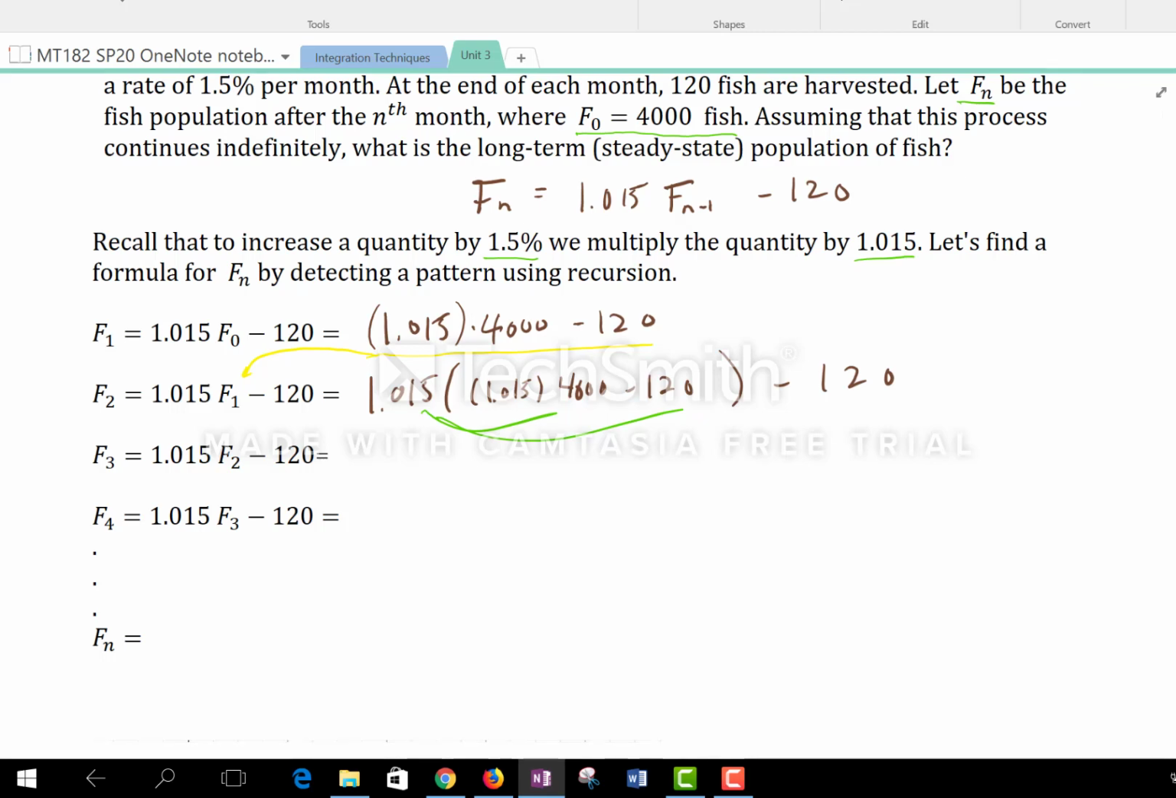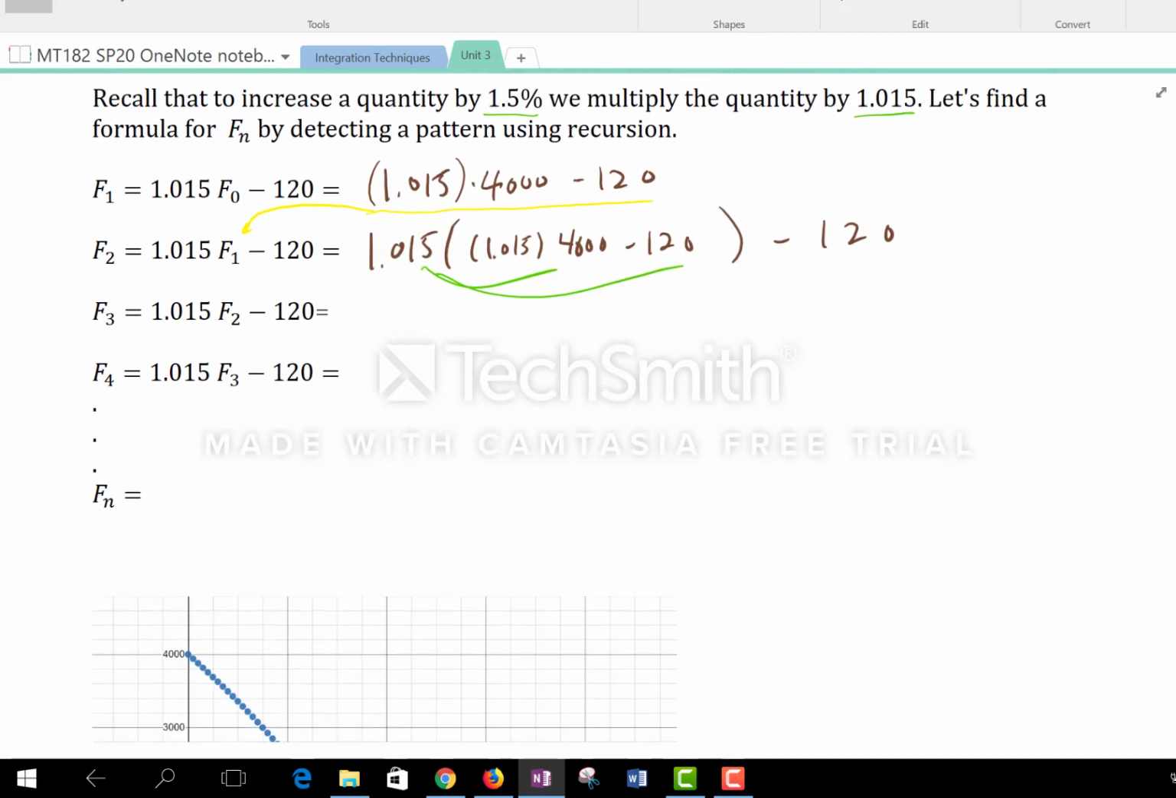All right, and just rewrite that. We'll probably go below to finish some of this calculation out. But what are we going to get here? We're going to get 1.015 times itself, so 1.015 squared times 4,000 minus 1.015 times 120 minus 120. All right, we're going to keep doing this for the F3, F4, F5 until we can figure the pattern out.